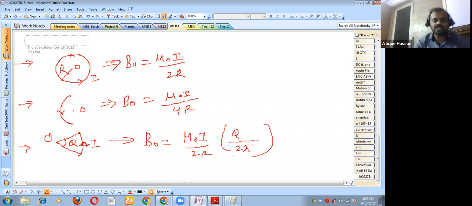So if the wire is making an angle theta, if it is a full wire, theta will be 2 pi, so the magnetic field will be mu naught I by 2R. If it is a half wire, theta will be pi and the magnetic field will be mu naught I by 4R. And if it is making 45 degrees and something, we can put in the value of theta. But we must remember that theta should be in radians, not in degrees. Getting my point? So the magnetic field at the center of a current carrying arc is mu naught I by 2R times theta by 2 pi. Understood?